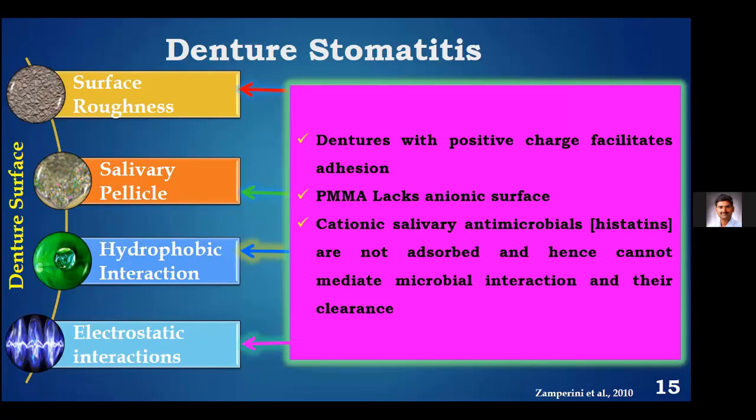However, having a charged surface on the material, especially a cationic surface or anionic surface, will sometimes be beneficial, especially if it has a negative charge. Saliva has certain antimicrobial compounds which can then be adsorbed onto the surface, which will prevent the easy colonization of the material. In the absence of this charge, it is likely that the microorganisms adhere better and faster to the denture-based surfaces which are made of polymethyl methacrylate.